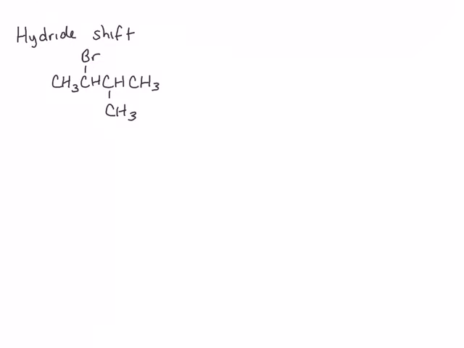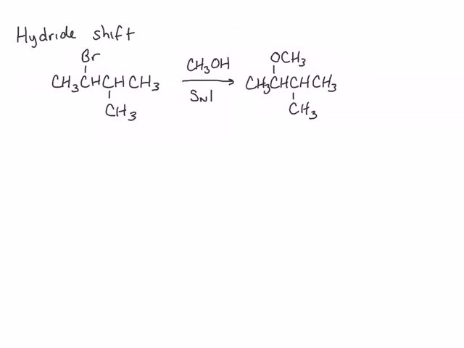The following reaction involves a hydride shift. This substrate undergoes substitution to give 2 different products. We get this substitution product and this substitution product. We will call these products A and B. Product A is formed through a typical substitution reaction. Take a moment now, pause the video, and see if you can draw the mechanism to form product A.